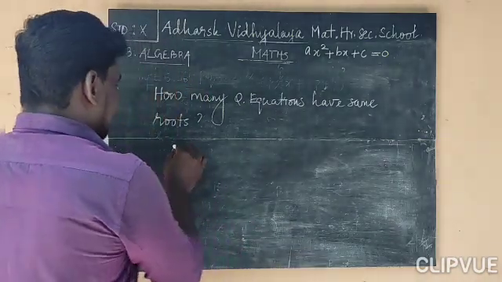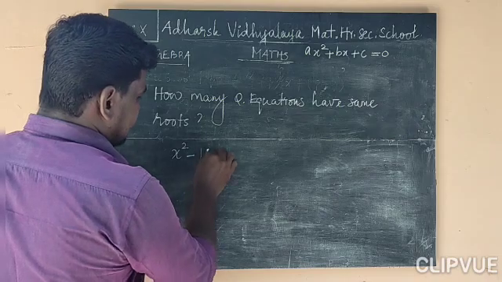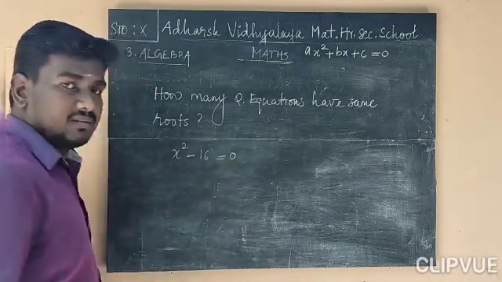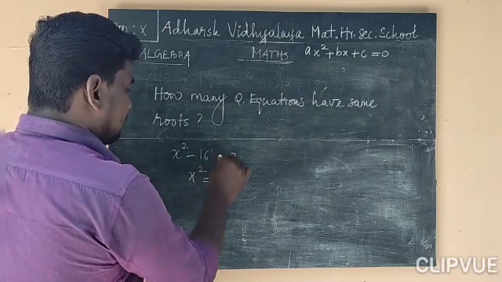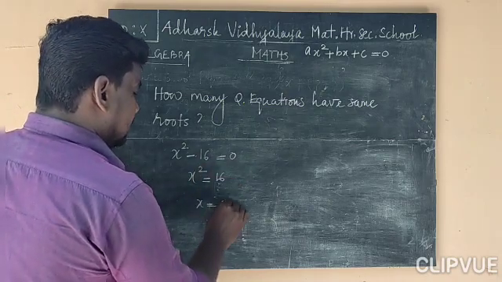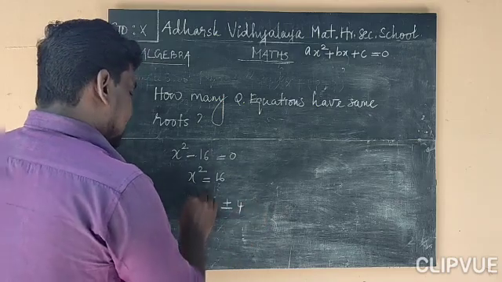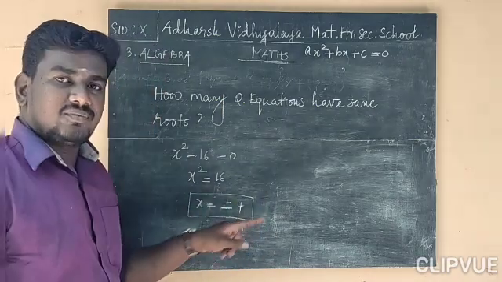For example, x square minus 16 is equal to 0. This is a quadratic equation, you know that. Here x square is equal to plus 16, x is equal to plus or minus 4. It means the roots are plus 4 and minus 4.